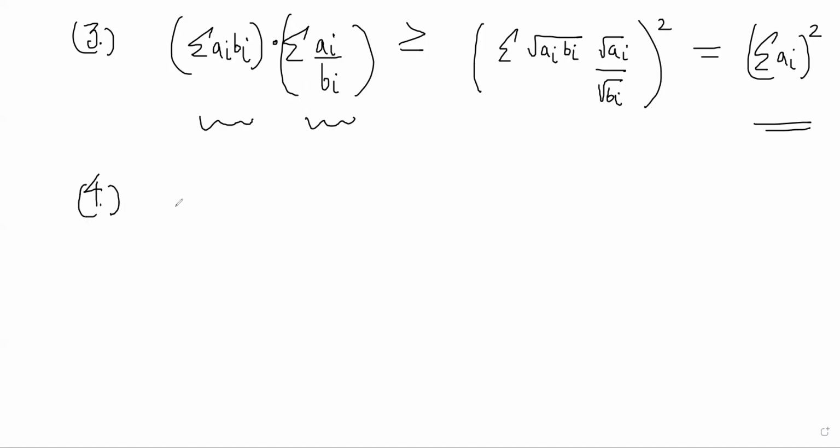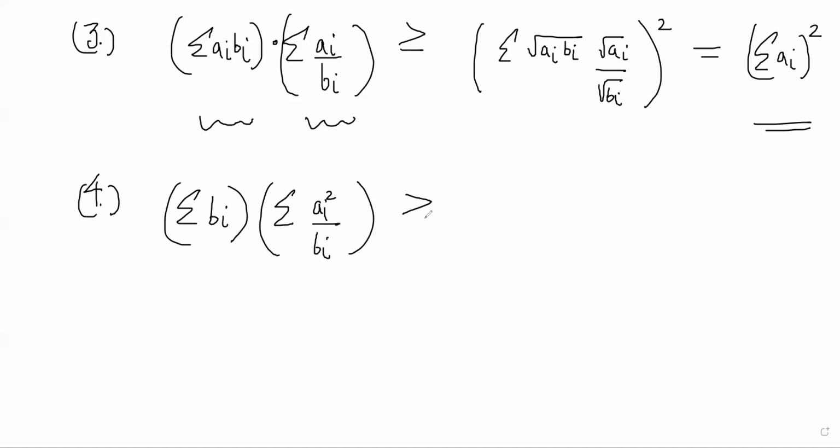And the last corollary that you should see is this one: the summation of bi multiplied by the summation of ai square by bi is greater than or equal to the summation of i goes from 1 to n. This time it will be root bi into ai by root bi. So it will be the summation of ai, whole square.